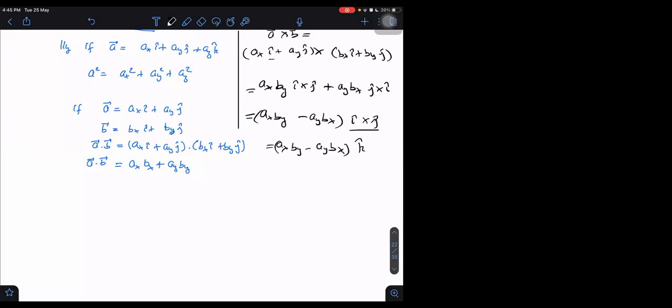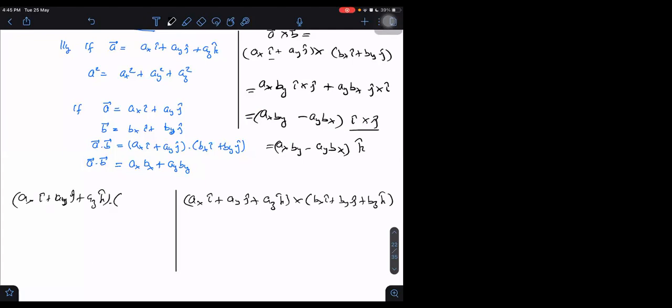Now, my main motive is, you have to make a guess. What will I do if I have been given all three components, Z also given? If I have to take the cross product of this with BX I cap plus BY J cap plus BZ K cap, and similarly with three components plus AZ K cap, and if I take the dot product, it will be AX BX plus AY BY plus AZ BZ. And what about the cross product case?